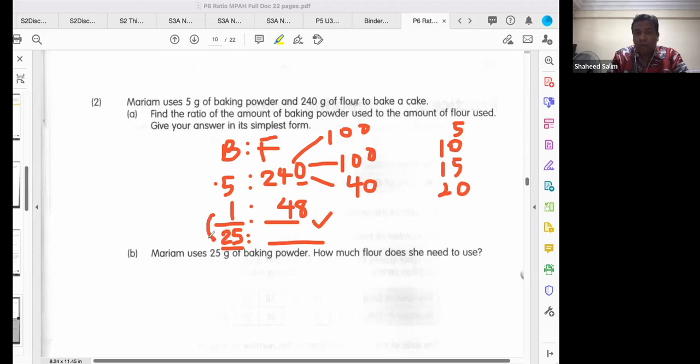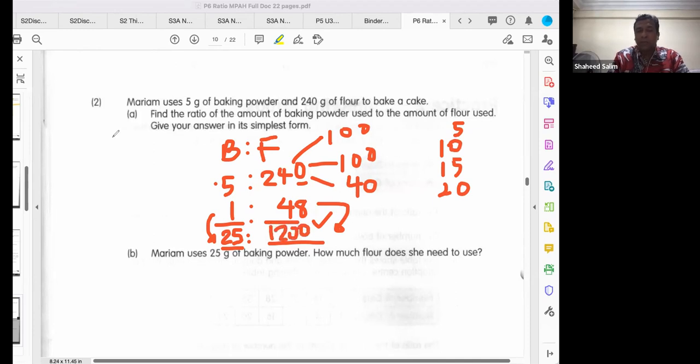So from 1 to 25, you times 25. Down here, you also have to times 25. So Raidi said the answer is 120 already. Okay, let's see. And I think he's right. That's for B. So you need 48 times 25. Let me see, 1200 there.